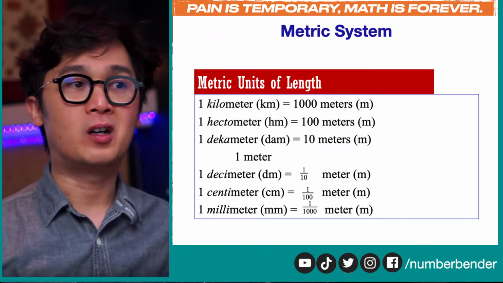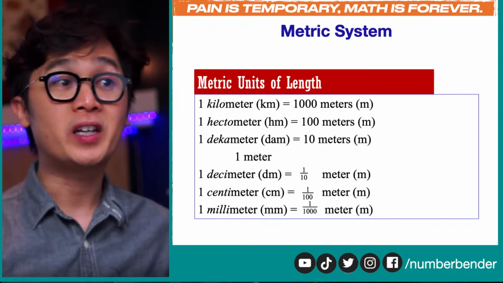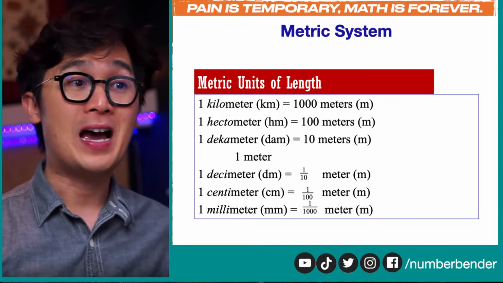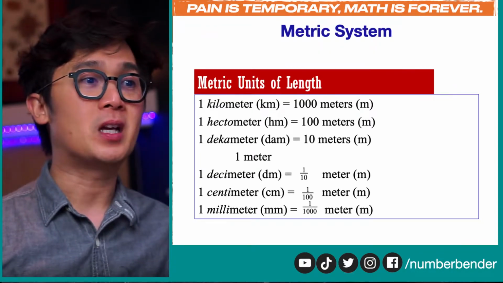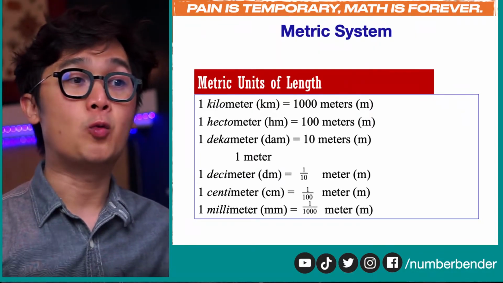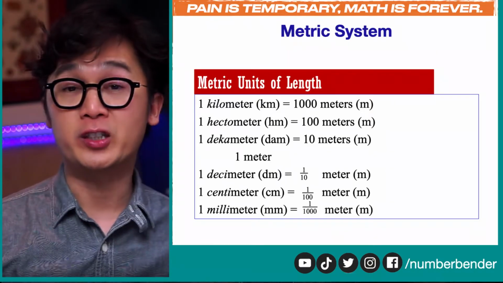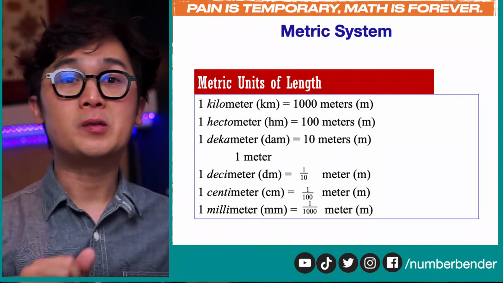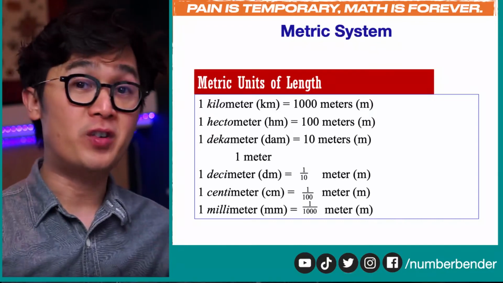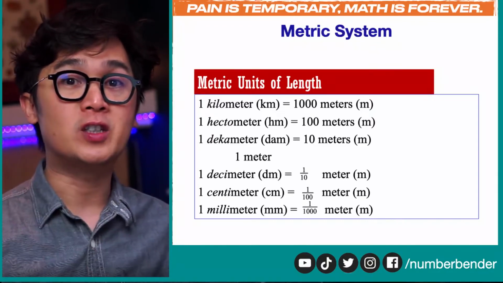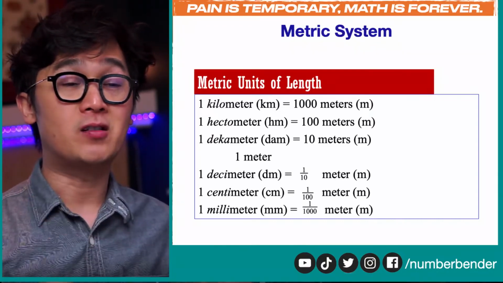And here are some of the metric units of measurement lengthwise for our metric system. So 1 kilometer is equal to 1,000 meters, and 1 decimeter is equal to 1/10 of a meter. So this is how we're going to be using these units of conversion to be able to convert some of the units of measurement later on.